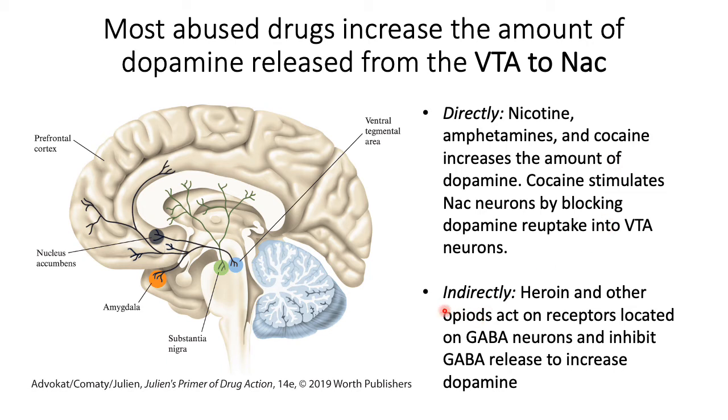If dopamine is indirectly stimulated, it means that the dopamine receptors or the dopamine neurons are not the ones being affected. Some other neuron is being affected, and because those other neurons are affected, they end up indirectly affecting the dopamine pathways. Those are heroin and other opioids, which act on receptors such as GABA. So they inhibit GABA so that you can have more of a stimulatory release.